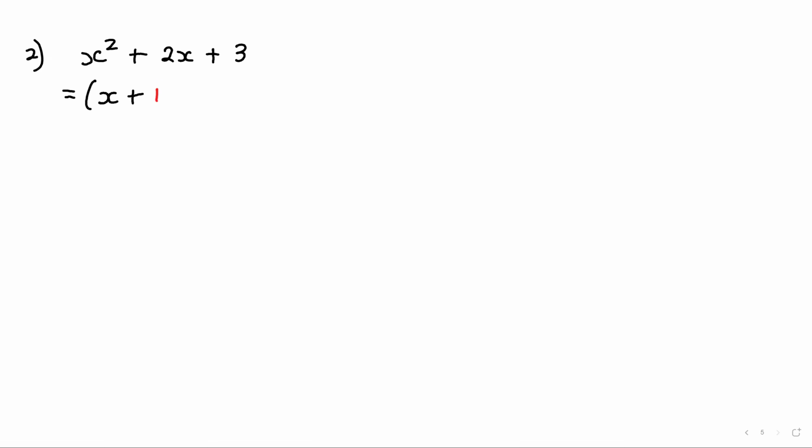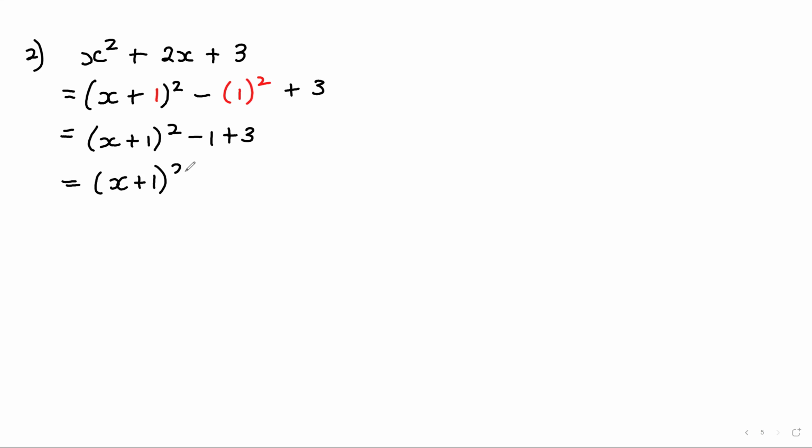Oops, I wanted to just write the 1. Yeah, so (x + 1)², and then you minus that 1² back, right? So minus 1² plus 3. And then you simplify. So this would be (x + 1)², take away 1 plus 3. Negative 1 plus 3 is 2. So this final answer will be (x + 1)² + 2.